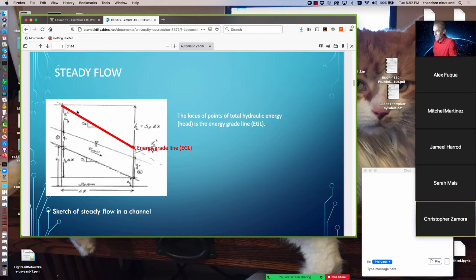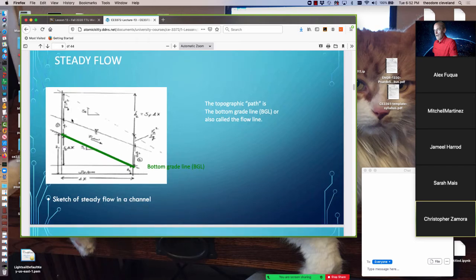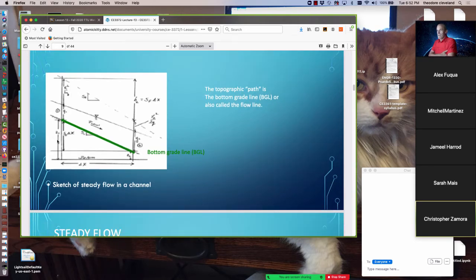And by definition, the energy grade line is the locus of all the points of total hydraulic energy, including elevation, pressure, and velocity head. And then one last line here is this green line. It goes by a variety of names, none of which I'm sure are systematically uniform. I'm calling it bottom grade line because I'm not very original. Sometimes it's called the flow line. Sometimes it's called the profile grade line, but those are all pretty context specific.